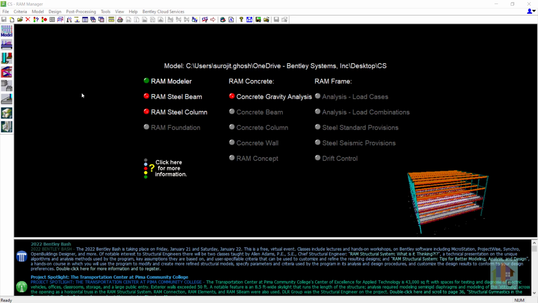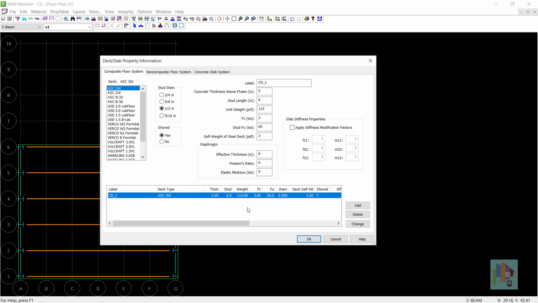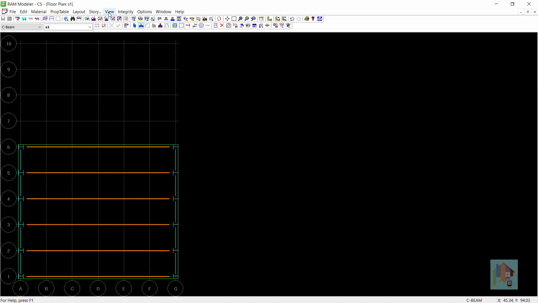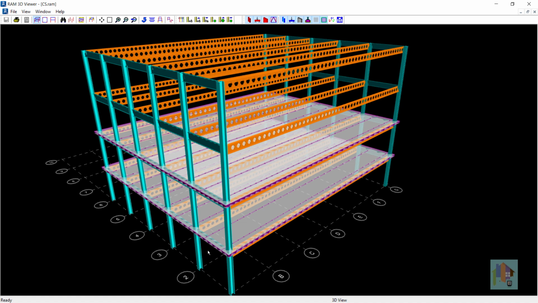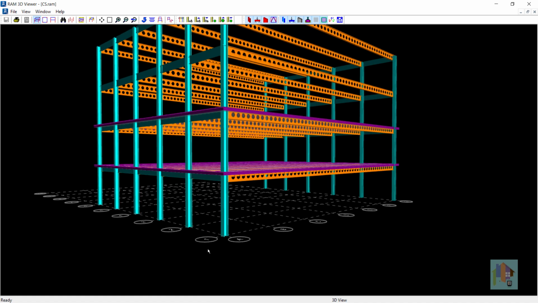The best product which can handle castellated or cellular beam design is RAM Structural. RAM Structural is very good for composite deck design, and we can easily assign any castellated section as a floor beam. Several standard databases are available for castellated and cellular beam. We can further customize the section or holes as per our requirement and design using the latest AISC code. I'll cover this later. That's all.